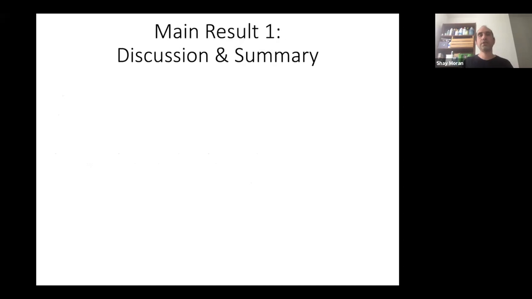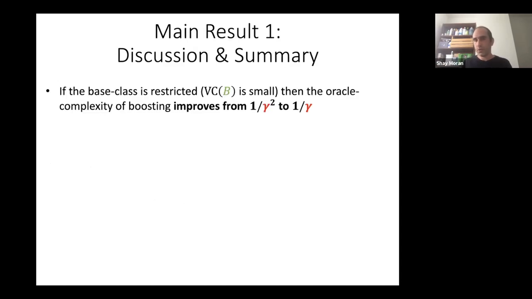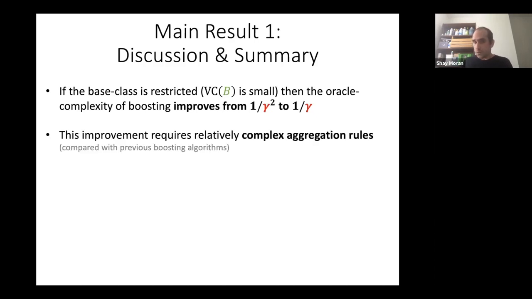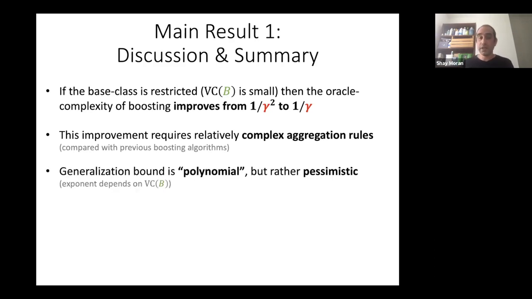Okay, so let's summarize the first main result we discussed, and then we'll move to the expressivity. What we showed is that if the base class is restricted, then the oracle complexity of boosting improves from 1 over γ squared to 1 over γ. We said that this improvement requires relatively complex aggregation rules. And I didn't talk about the quantitative bound so much, but the generalization bound we give is polynomial, but it is rather pessimistic.